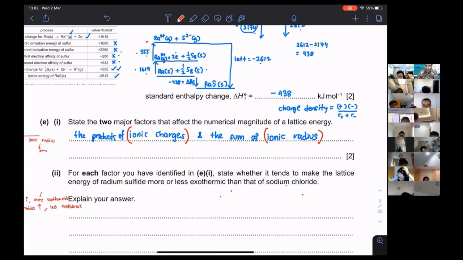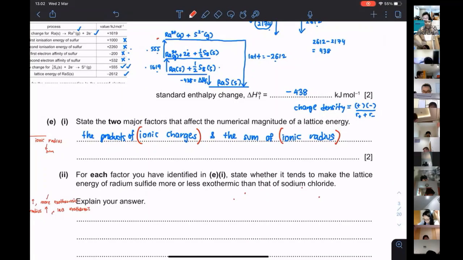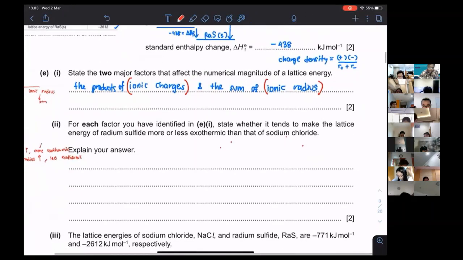If you have a smaller radius, the nucleus will have greater attraction, because there is no shielding and so on, so they are going to form more bonds, and they will give a more exothermic reaction. In this case, we just want to compare radium sulfide, Ra2+ and S2-, with sodium chloride, Na+ and Cl-.